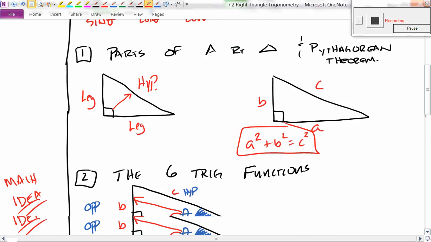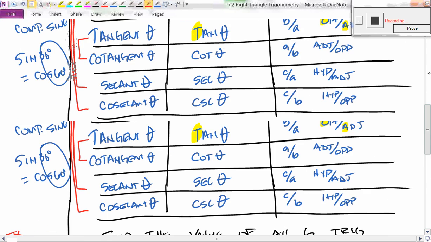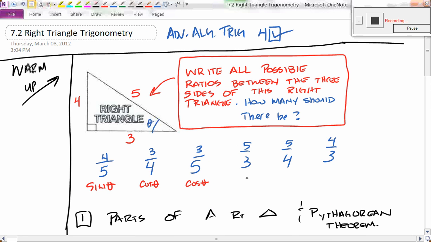Wait a minute. Yeah, this is cosecant. This one is cosecant. Which one's 5/3? There you go. Good. And then finally, 4/3 is? There we go. See? There they are. We found them. We just didn't know what their names were. Now we know what their names are, right?